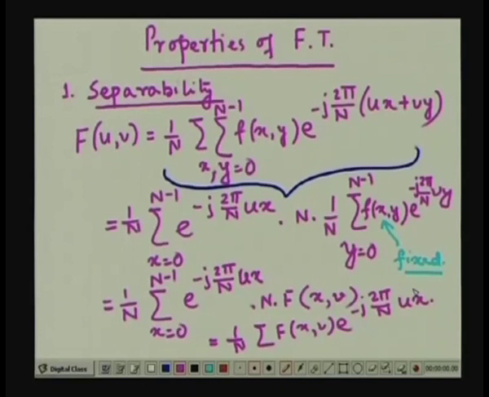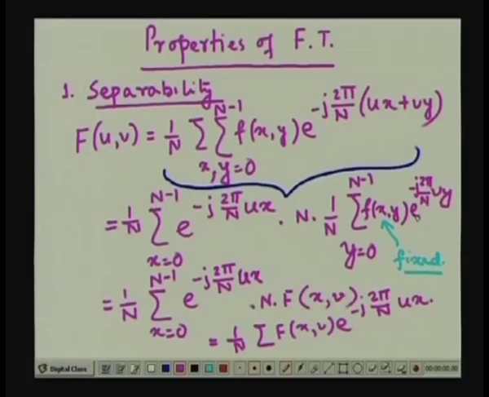Once we look at these expressions, you find that the second summation operation gives you the Fourier transformation of the different rows of the image, which we now represent by f(x,v). This x is an index of a particular row.